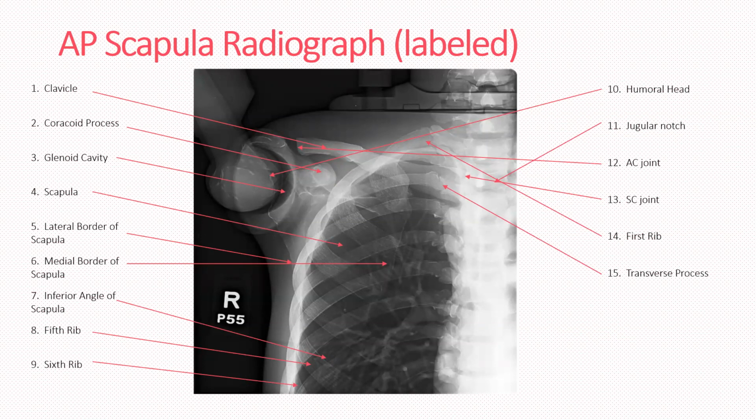Pathology best demonstrated, clinical indications, would be fractures of the scapula, dislocations, and other pathology of the scapula that could be present. You will also be able to see the clavicle, the coracoid process, the glenoid cavity, scapula, the lateral border of the scapula, medial border of the scapula, inferior angle of the scapula, the 5th rib, 6th rib, the humeral head, jugular notch, AC joint, SC joint, 1st rib, and the transverse process.